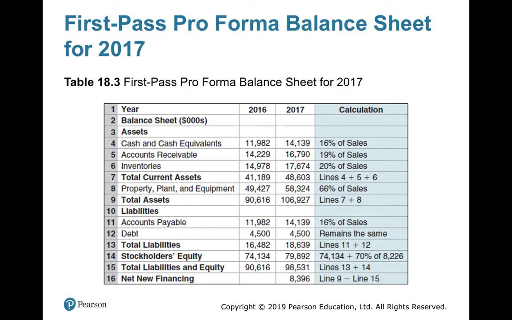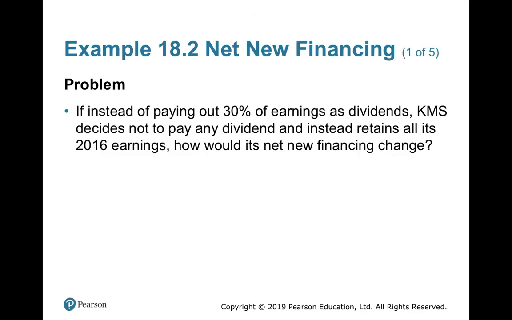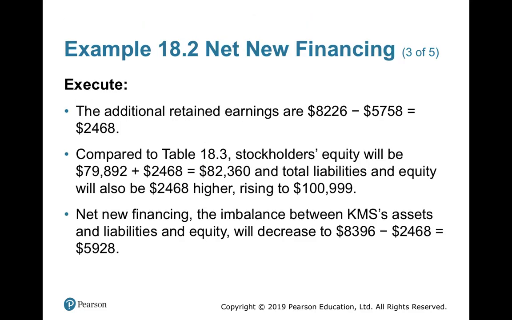Now the company wants to retain 100%. Then this 98,531 will be added with 2,468. That 30% dividend which they were paying earlier, now they will keep. So 98,531 plus 2,468 is equal to 100,999.